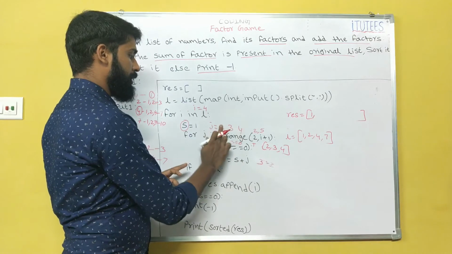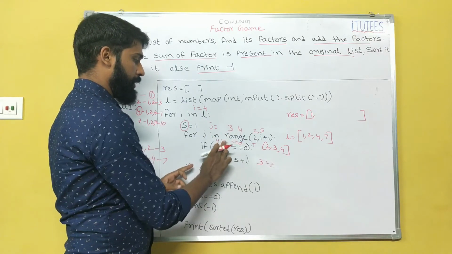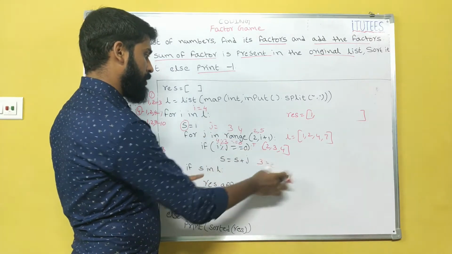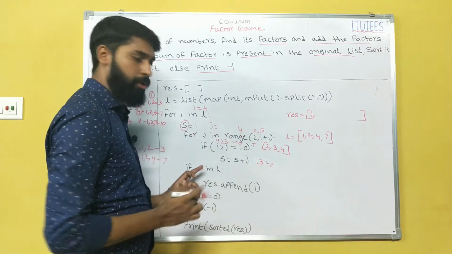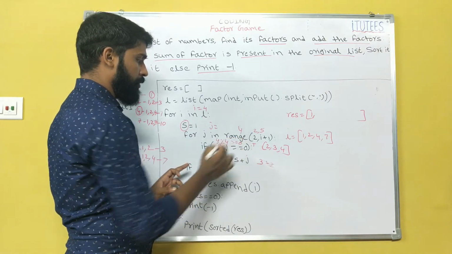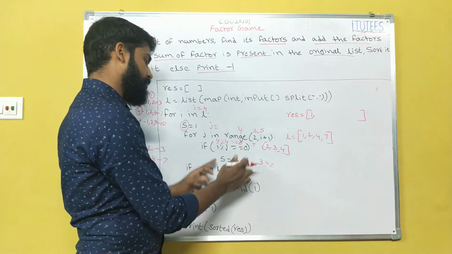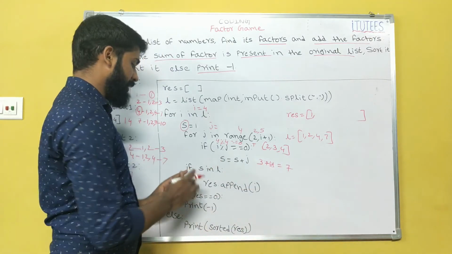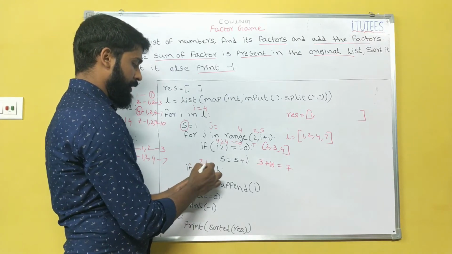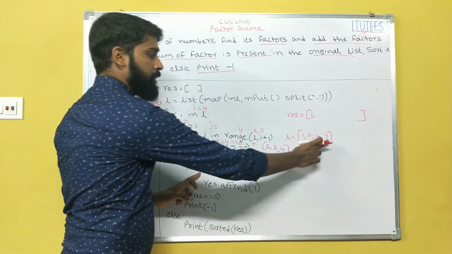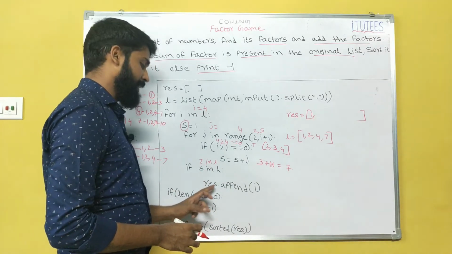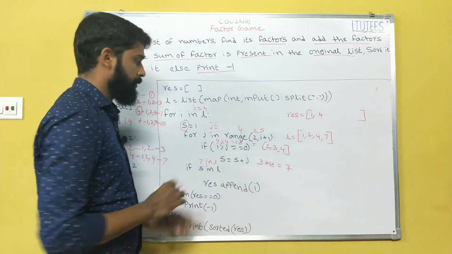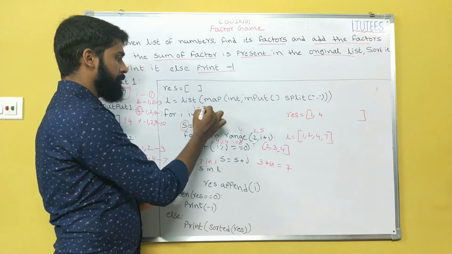In the next iteration, J equals 3. 4 percentage 3 equals 0? No, it is false. So J equals 4. 4 percentage 4 equals 0, yes, it is true. So enter into this: 3 plus 4 equals 7. Now we can check, 7 in L? Yes, 7 is in L. So RES dot append I. What is the I value now? 4. 4 is appended.